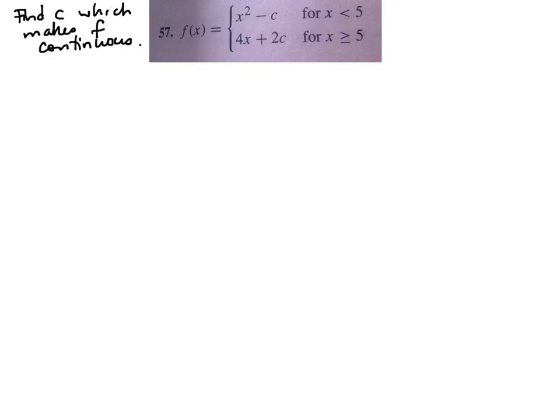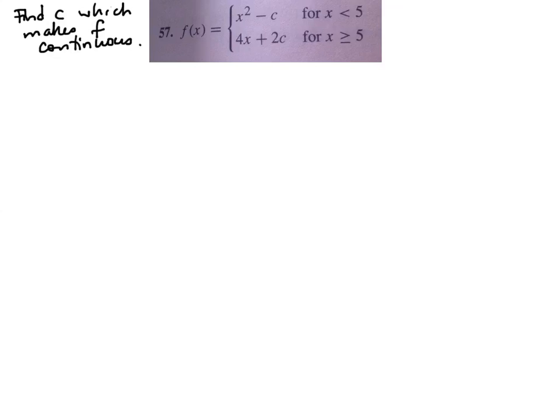Okay, so this is a question from section 2.4 of the book about continuity, and it's asking us to find the values of this constant c, which make the function continuous. So if we look at this, this is a piecewise defined function. For x less than 5, the function is x squared minus c. And for x greater than or equal to 5, we have 4x plus 2c.